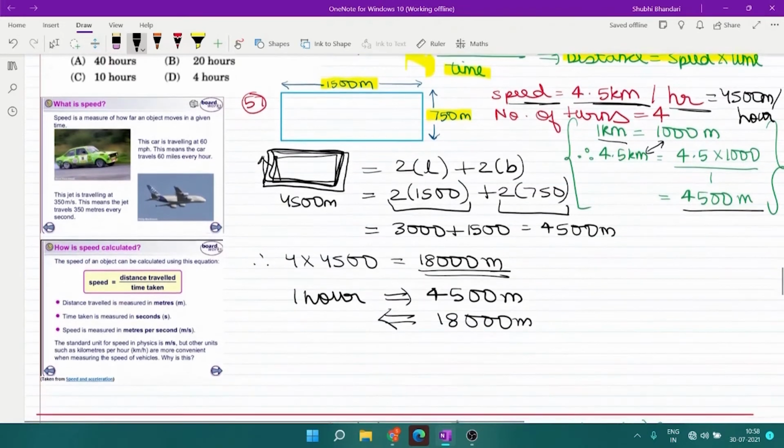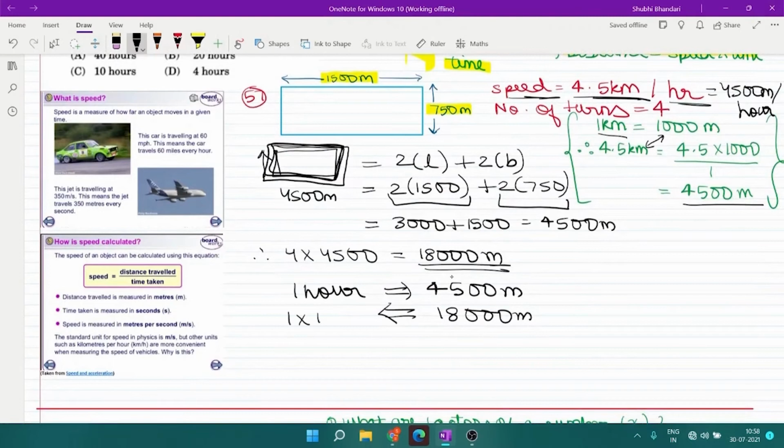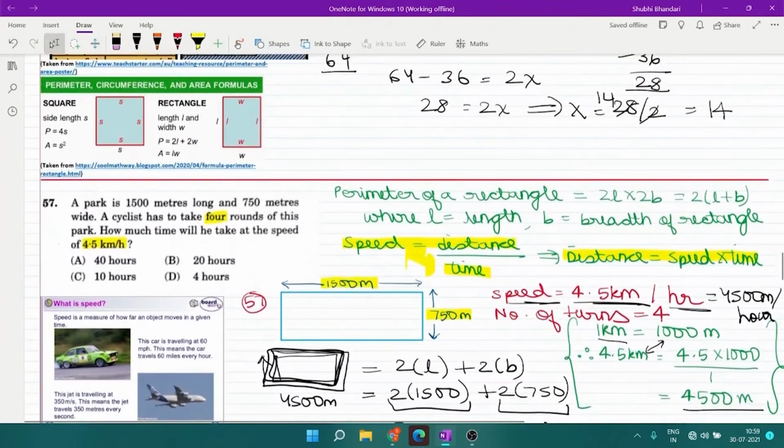He will do so in 1 into 18,000 divided by 4500. Cancelling this gives us 4. So therefore it takes him 4 hours to complete 4 rounds of the park, which is 18,000 meters. So our answer is 4 hours. Option number D.